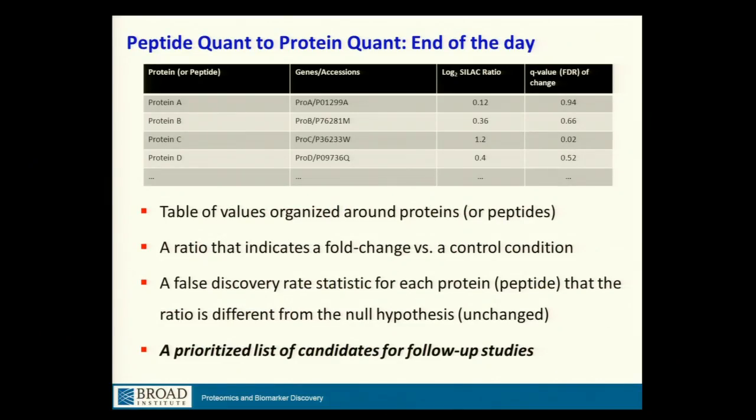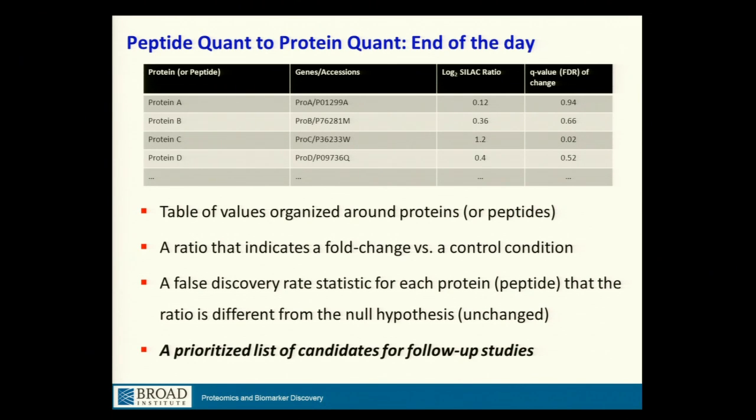Okay? And then ultimately, at the end of the day, what do you get out from a quantitative proteomics experiment? Should be a table of values that's sort of organized by proteins. Each row is a protein, and it should have some more descriptive information about it, maybe a gene name for it, or a list of UniProt accessions where you could find out more about that protein. And you should get a ratio and perhaps also a range around that ratio. I haven't illustrated it here, but that's something that we could report.